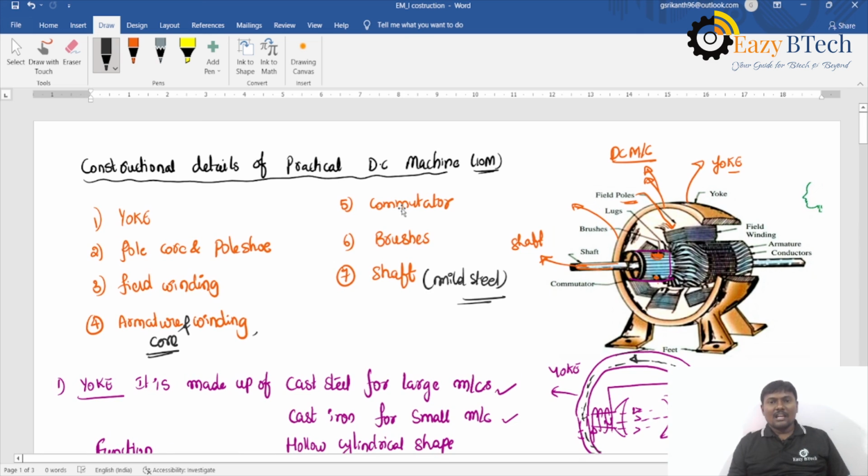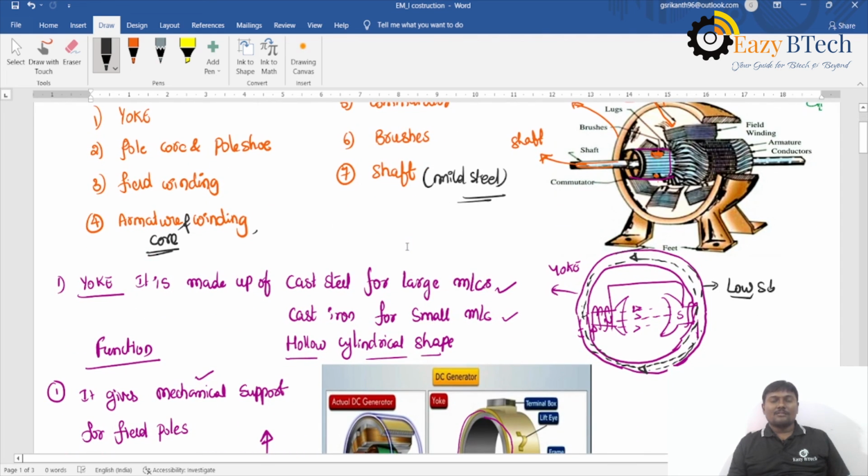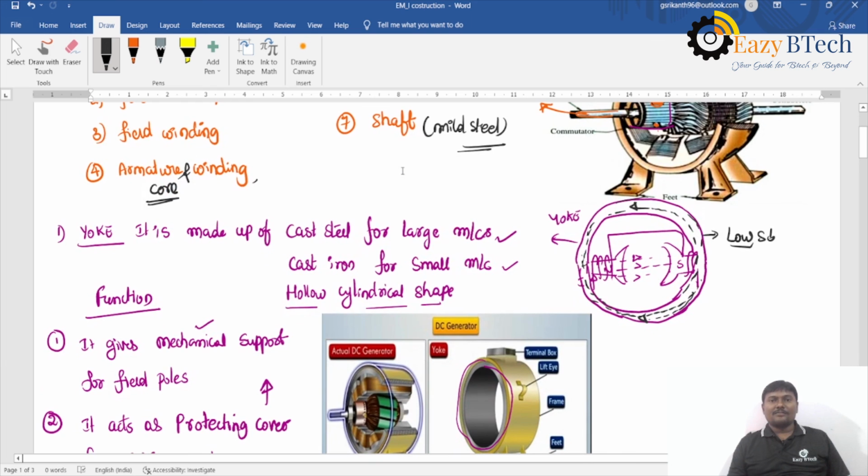The field winding is excited with DC. It is made up of copper. It will produce a flux. The armature winding is also made up of copper. The brushes are made up of carbon, and electrographite is used for large and normal rating of machines, and copper graphite is used for large current and low voltage applications. And the shaft is made up of mild steel. So this is about the constructional details of practical DC machines.